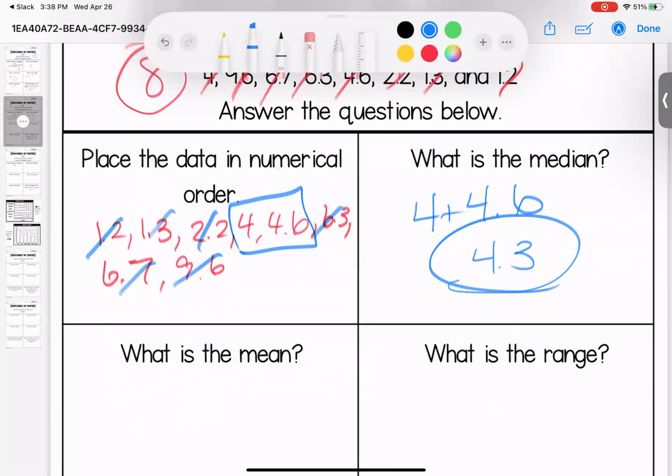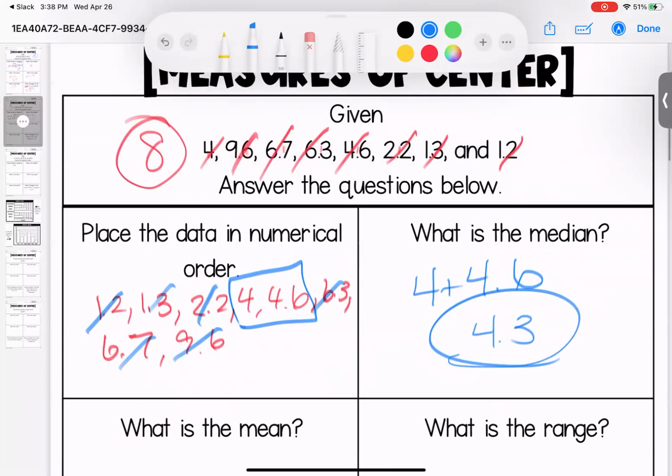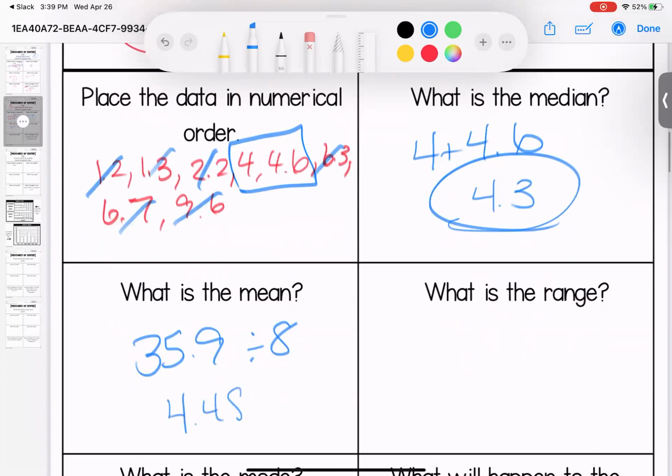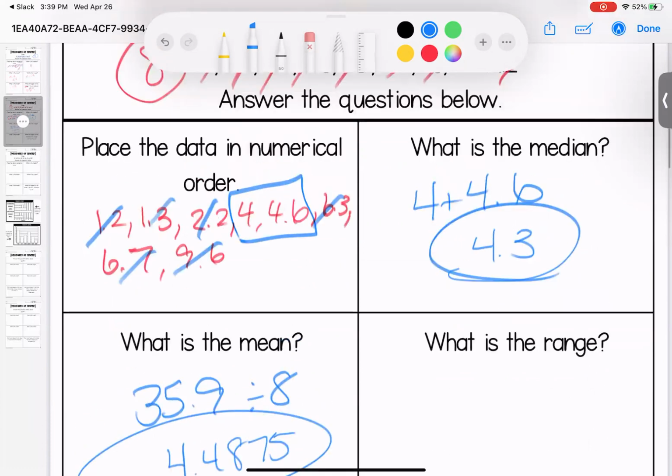What is the mean? The mean is the average. So I'm going to total up my numbers. So I have 4, 9.6, 6.7. Doesn't matter if we add them up in order or if we add them up from the list. It's all going to be the same. When I do that, I get a total of 35.9, which I then have to divide by 8 because I have 8 numbers. And I get 4.4875.